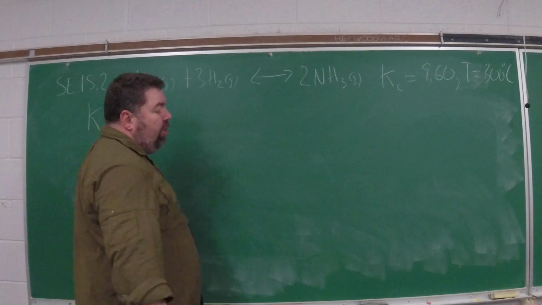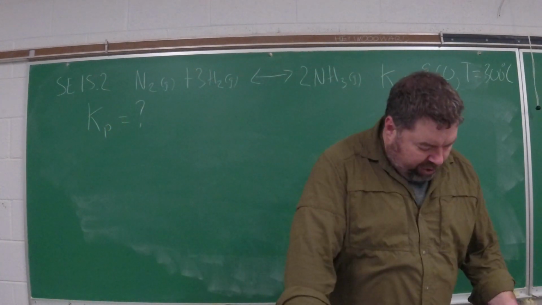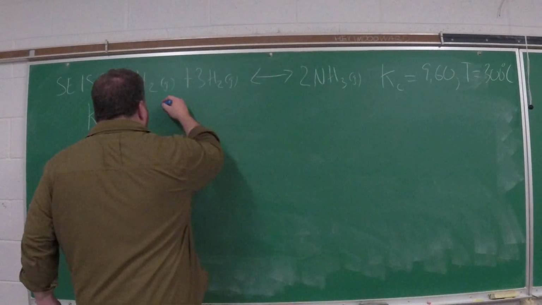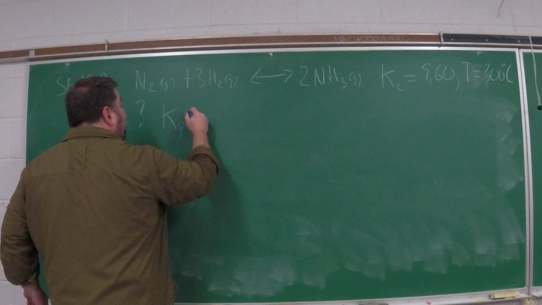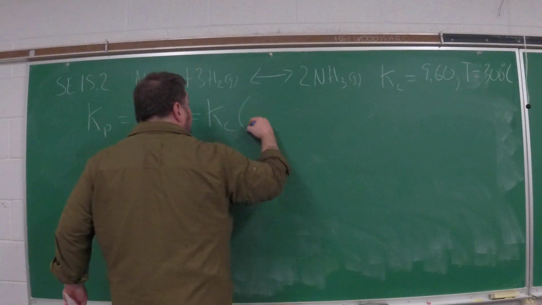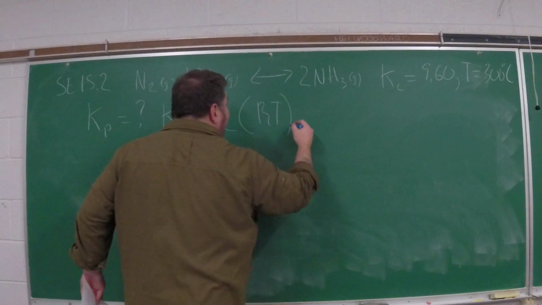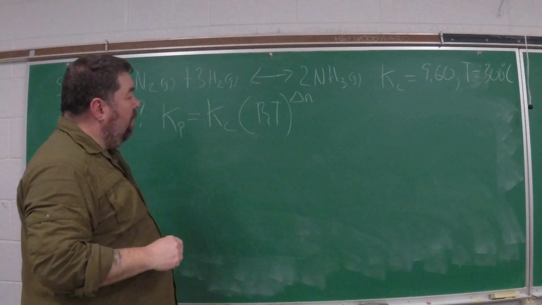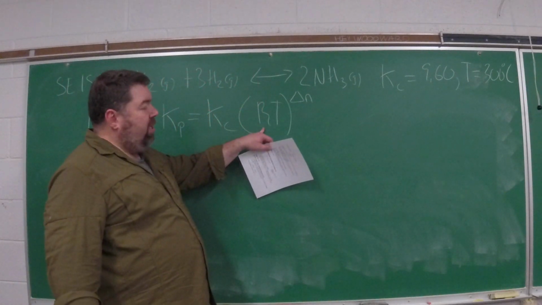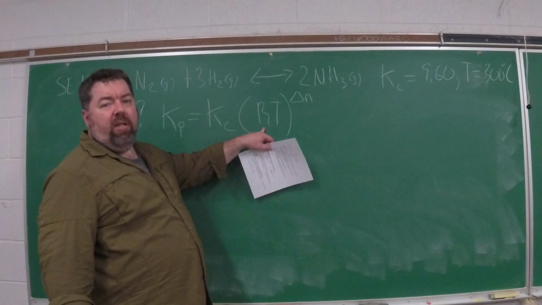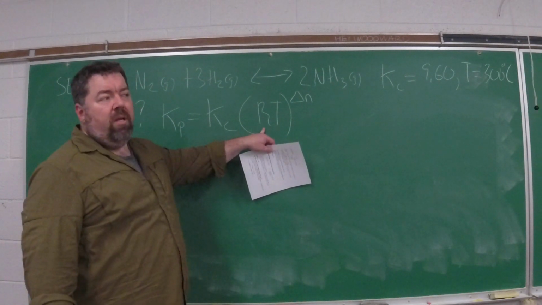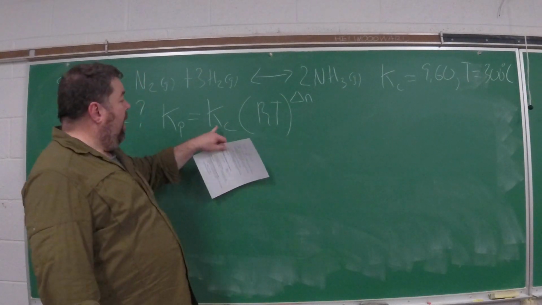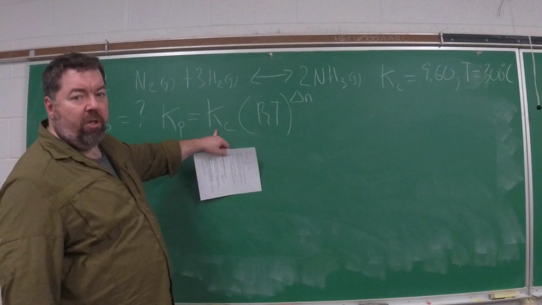Okay, so we're going to use our equation that I just wrote on the board, and for some reason I can't remember it off the top of my head. We're simply going to use KP equals KC times RT to the delta N. Okay? Again, R is the gas constant, 0.08206 liters atmospheres divided by mole Kelvin. T is the temperature in Kelvin. KC is given, so you just got to plug in the numbers, right?